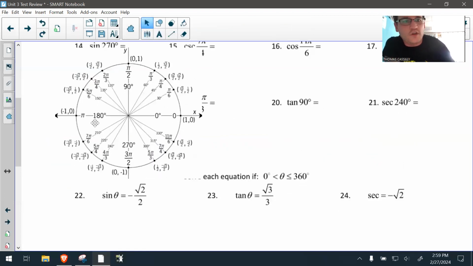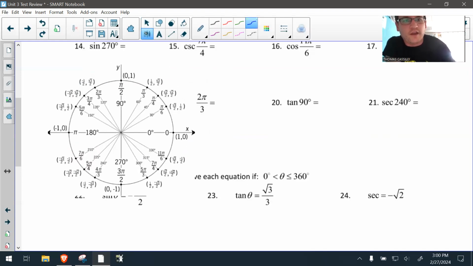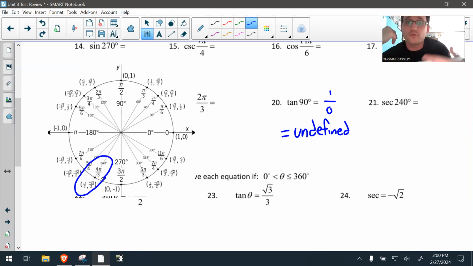All right, tangent of 90 degrees. Sine over cosine. This is 1 divided by 0. We do not like dividing by 0 in math. Bad things happen when we do that. So we're just going to say this is undefined. All right, secant of 240. Find 240 degrees. Here's 240. Secant matches up with cosine. So take that cosine value and flip it upside down. The negative 1/2 flipped upside down is negative 2 over 1.